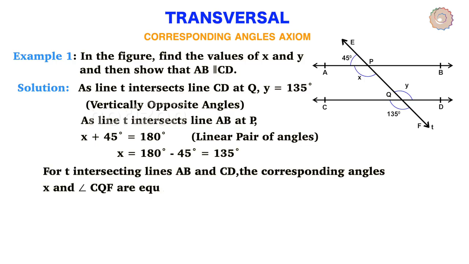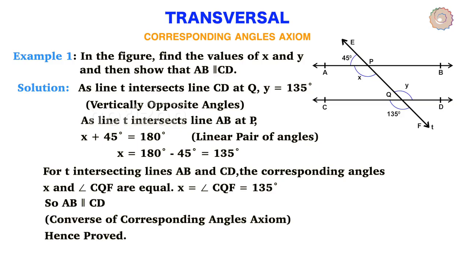For T intersecting lines AB and CD, the corresponding angles, angle x and angle CQF, are equal, which is 135 degrees. Hence, AB is parallel to CD following the rule of the converse of the corresponding angle theorem, hence proved.